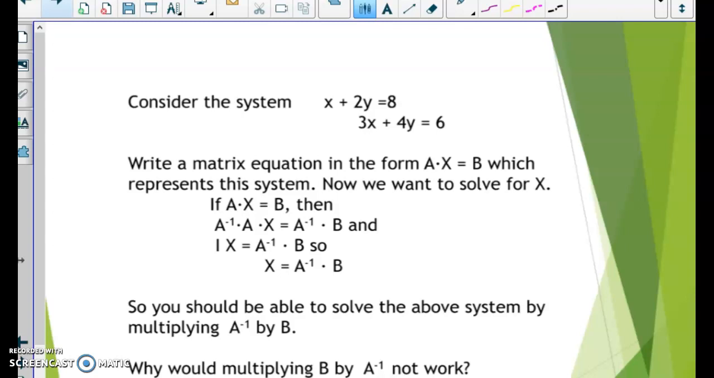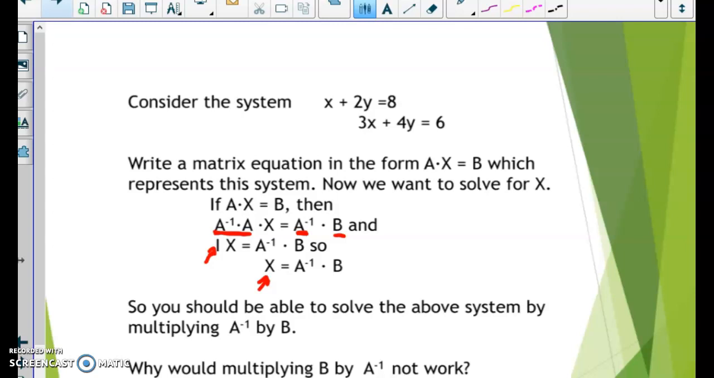All right, if I consider the system and I want to write the matrix equation in the form AX equals B, which represents the system, now we want to solve for X. So if I have this, we know that anything times its inverse would give me the identity matrix. So I end up with X equal to the inverse times B. So just a little bit of a proof there to show that it happens. And let's see if we can make that happen over here.